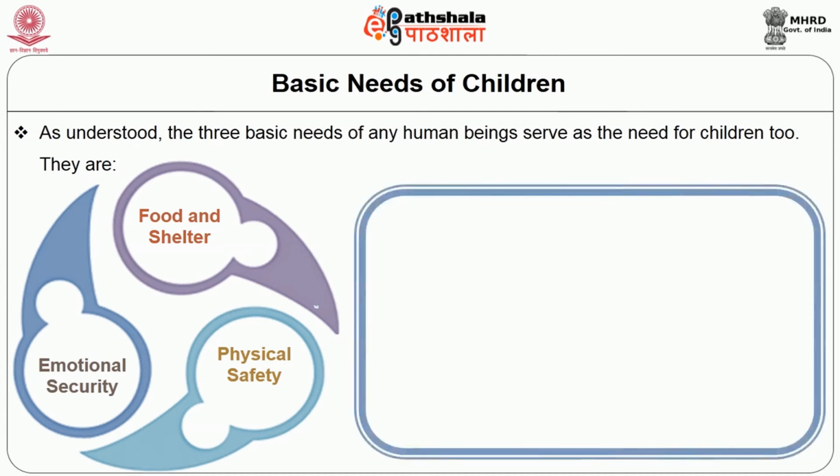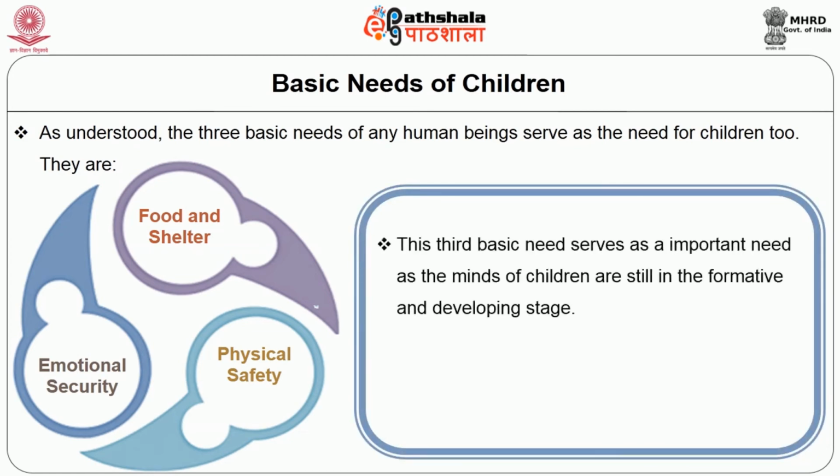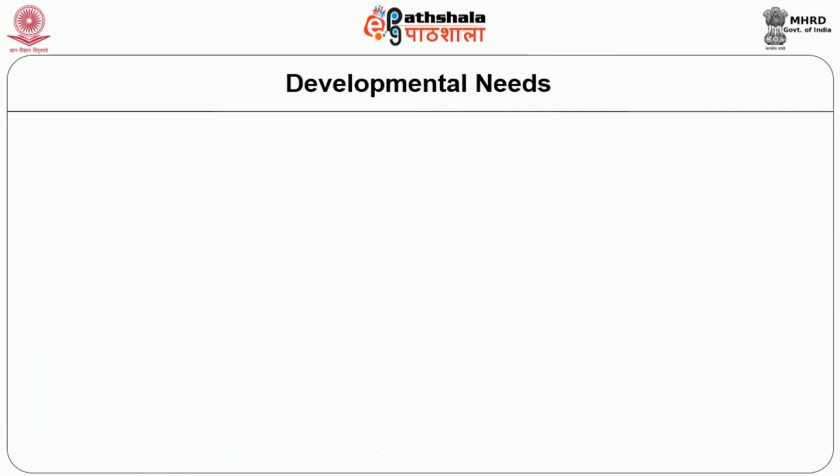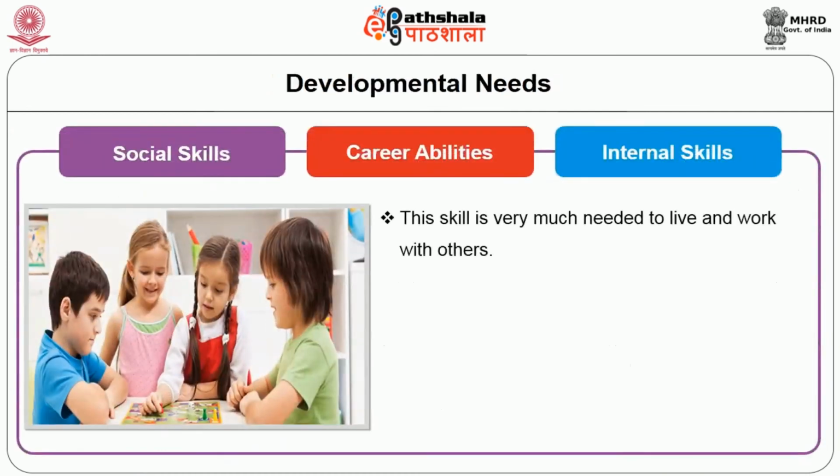The third most important physical need is emotional security. The third basic need serves as an important need as the minds of the children are still in the formative and developing stage. They need emotional support from their parents and caretakers to face any strange situations that might distress them. And on to the developmental needs.